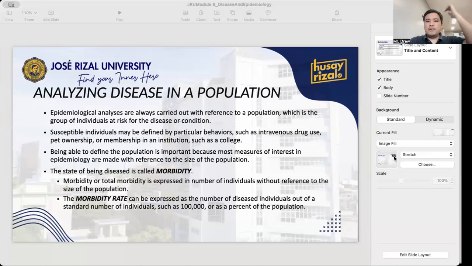Analyzing disease in a population. Epidemiology analyzes diseases within a defined population. Susceptible individuals may be identified by behaviors or environment. Morbidity refers to the state of disease, while the morbidity rate expresses the proportion of diseased individuals in a population.